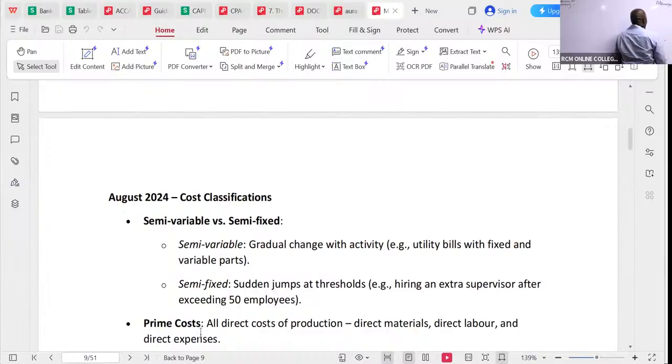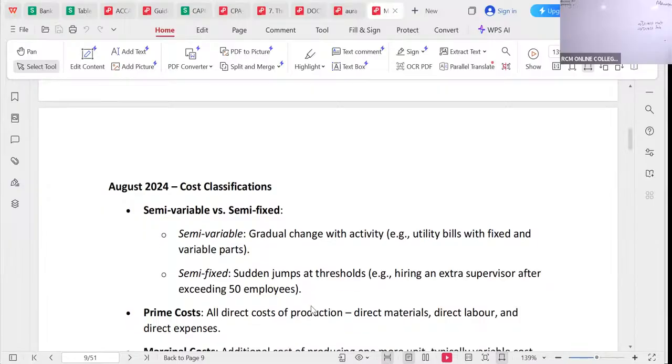So what is prime cost? Direct materials. The other one is direct labor. Anything that is direct, even if they say direct overhead, still that will be a prime cost. So prime cost, we are told there, these are all direct costs of production: direct materials, direct labor, and direct expense.